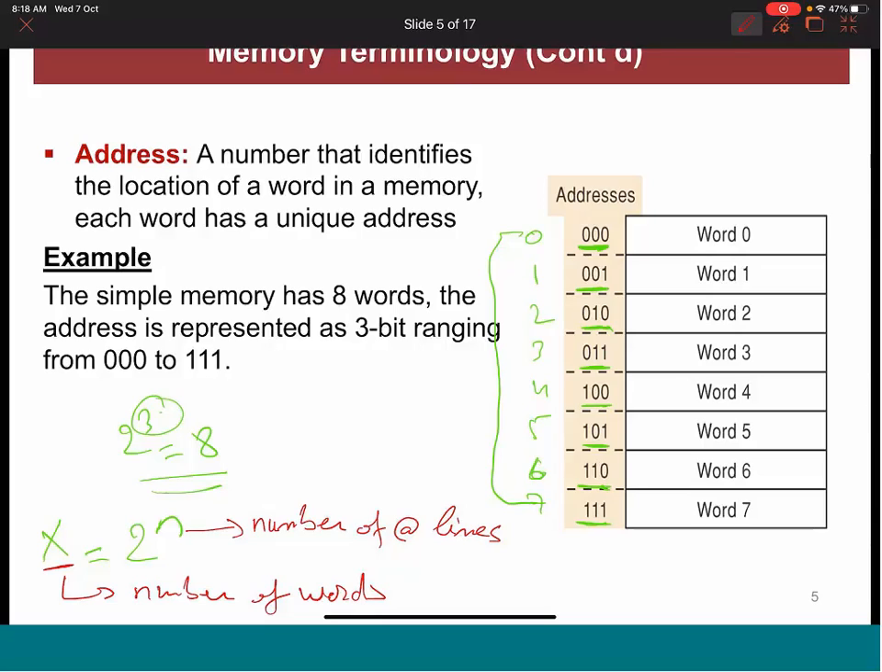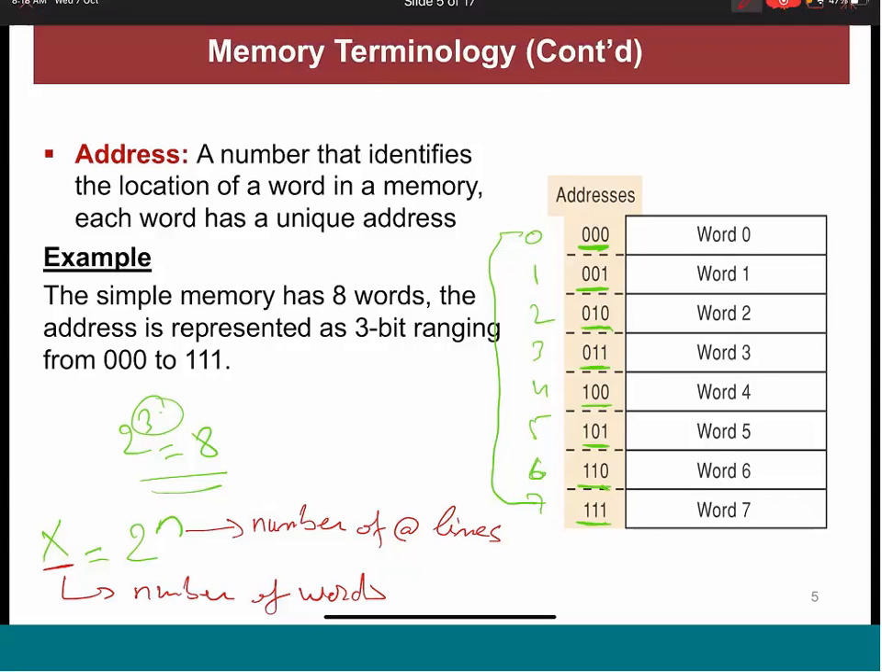The address is represented as 3 bits ranging from 000 to 111. Yeah? So this is the example that I was explaining. Is this clear?